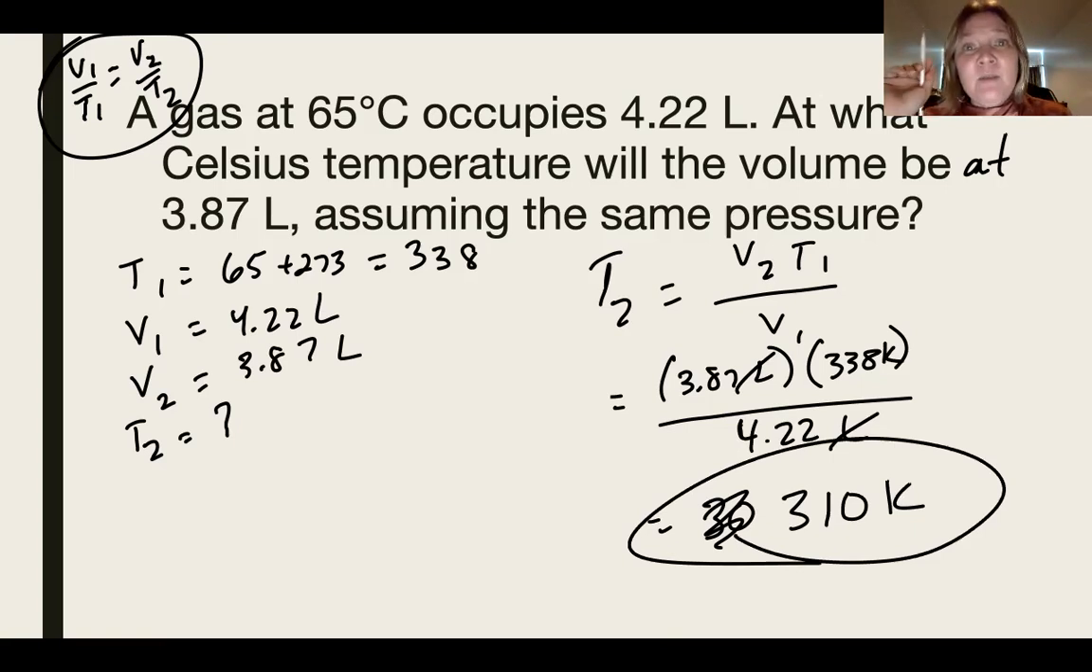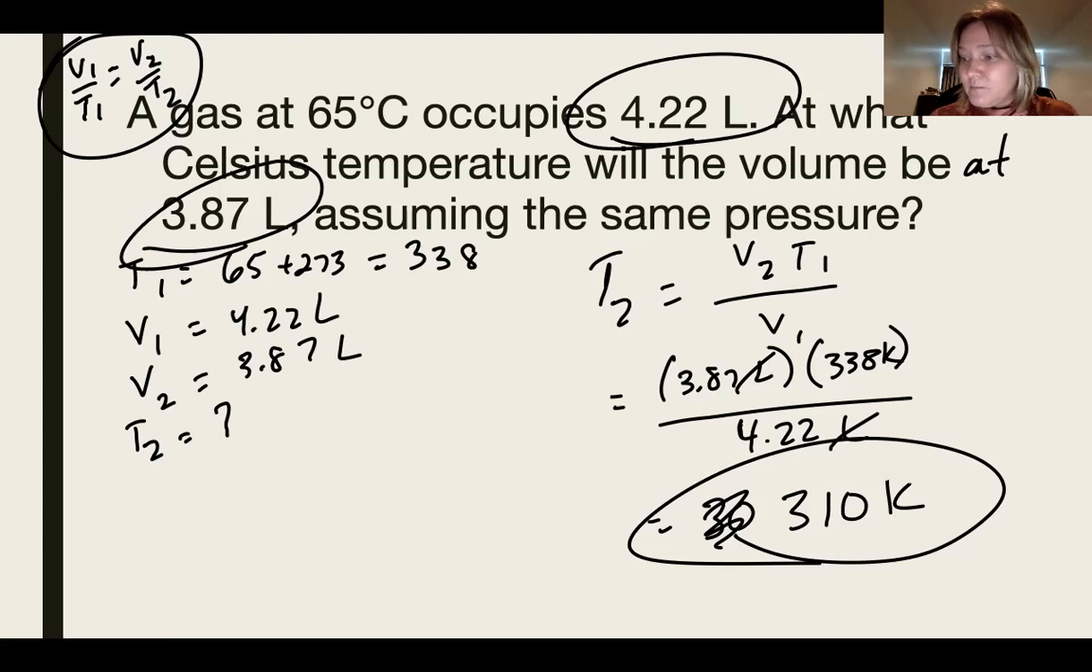I forgot to mention with the last practice problem that you should double check your answer to see if it makes sense, because if you understand that they have a direct proportional relationship, then in this example we go from 4.22 liters to 3.87 liters. That's a decrease in volume. And if volume and temperature have a direct proportion, that means temperature should also go down.